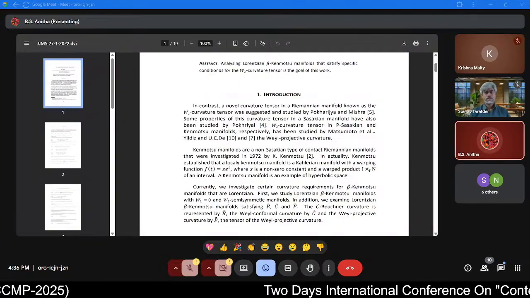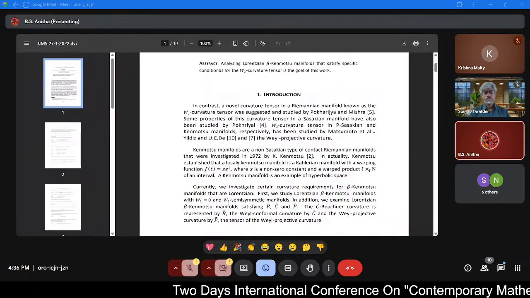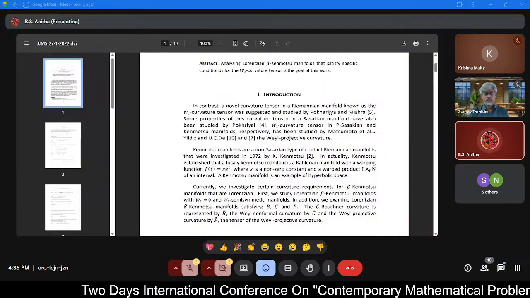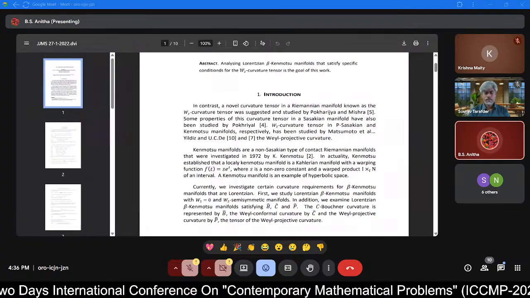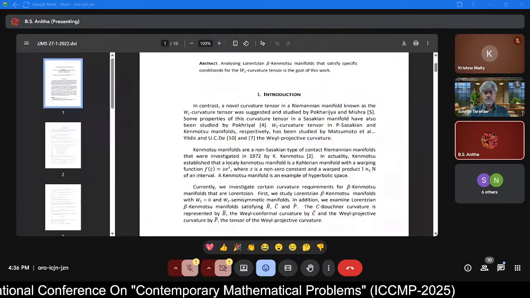I'm using only the projective curvature, Weyl conformal curvature, and Weyl projective curvature tensors. These are the conditions I'm using. It exists only for the Einstein manifold, and it does not exist for the non-Einstein manifold, sir. This is what I'm working on in this paper, sir.